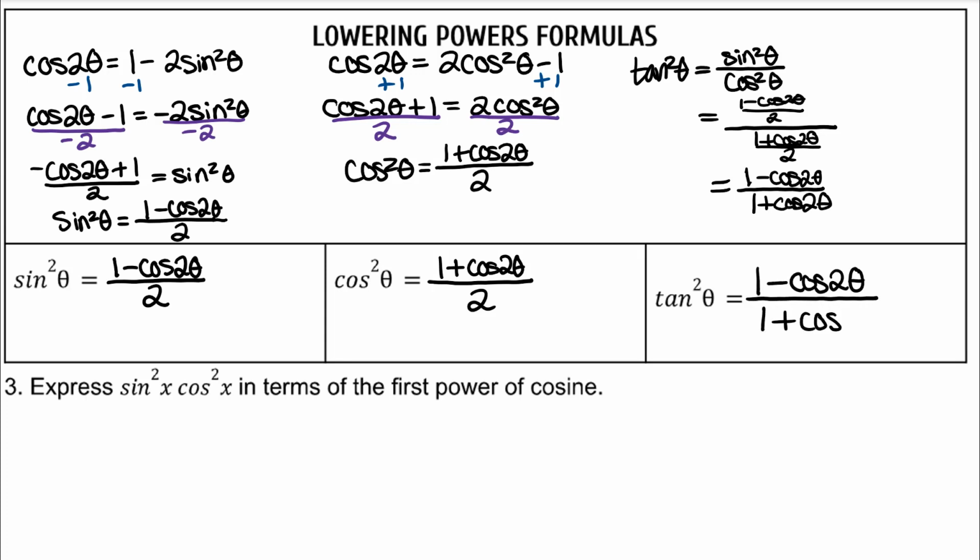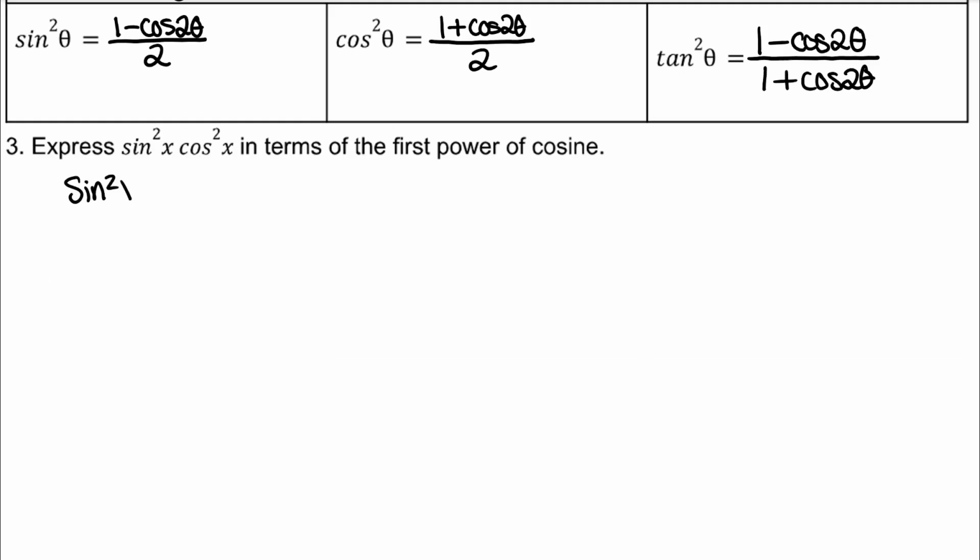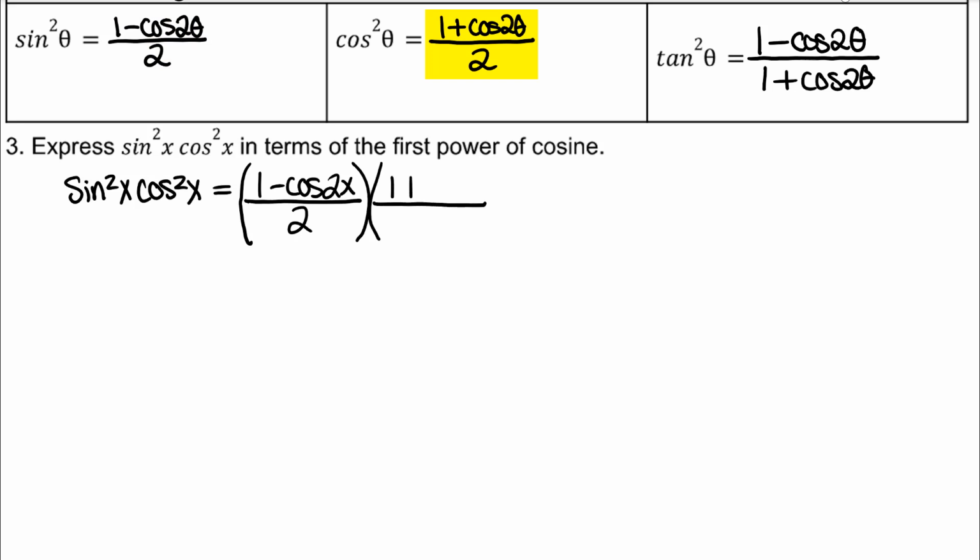Number 3, express sine squared x times cosine squared x in terms of the first power of cosine. Sine squared x is just 1 minus cosine of 2x over 2. And cosine squared x is 1 plus cosine 2x over 2. Distribute the numerators of these fractions. Oh, that's a difference of perfect squares. So I would just get 1 minus cosine squared 2x.